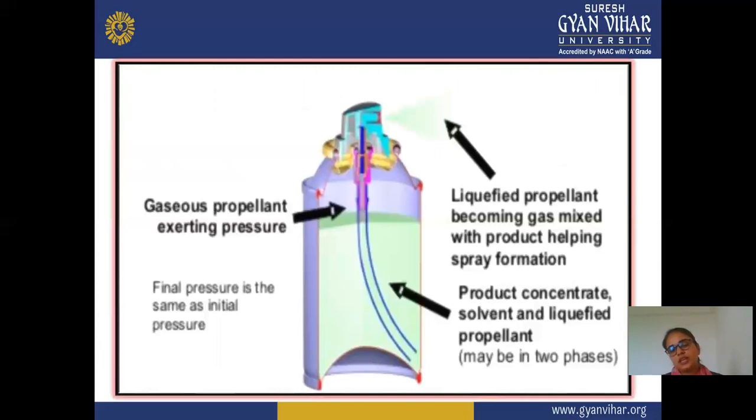Next is the diagram of a propellant containing gaseous propellant at existing pressure. So this is a container, or aerosol container. In this, these areas contain gaseous propellant at a particular pressure, and the final pressure should be the same as the initial pressure. And in this, the liquid and gas are mixed with the product, helping the spray formulation.